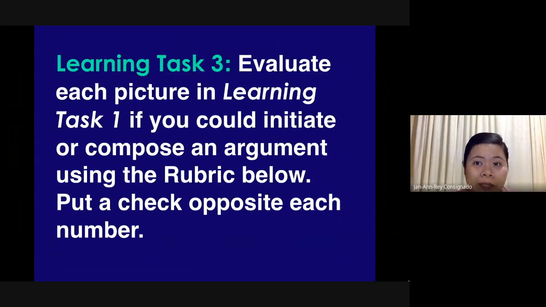Learning task 3. Evaluate each picture in learning task 1 if you could initiate or compose an argument using the rubric below. Put a check opposite each number.